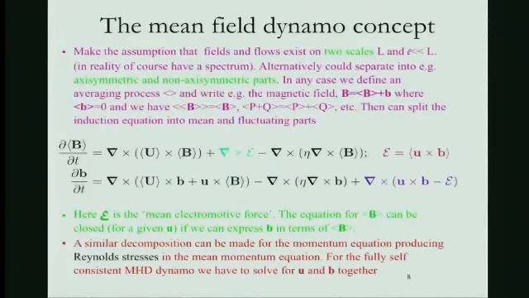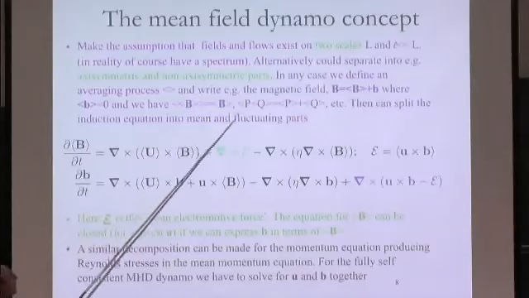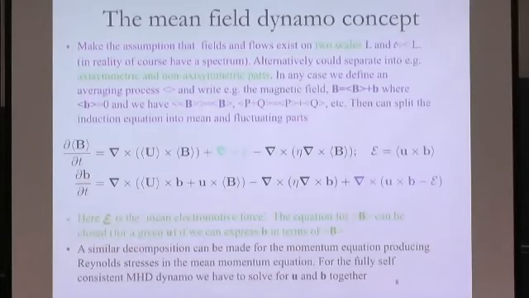So quickly, the mean field concept. We have flows and fields on small and large scales. So let's invent an average and just assume that the average obeys the usual rules. So B is its average plus fluctuations. The average of the fluctuation is 0. The average of the average is the average, and the average of the sum is the sum of the averages. So we can split the equations into two parts. There's no approximation here.